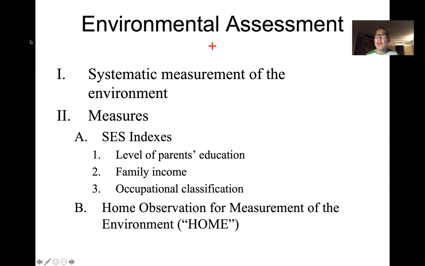Another type of environmental assessment is, as I mentioned previously, assessing the home. One tool for assessing the home is an instrument called the Home Observation for Measurement of the Environment. Big surprise with the acronym, HOME, which takes into account things such as cleanliness, resources, opportunities for privacy, as well as family interaction, and so on.